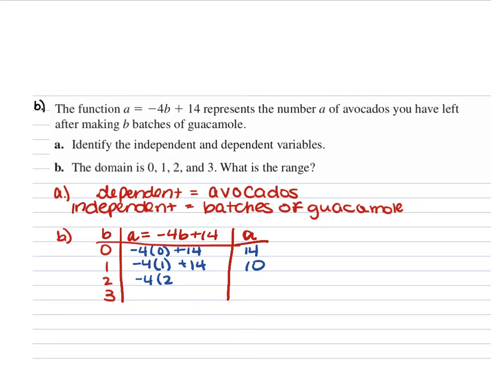Negative 4 times 2 is negative 8, plus 14 gives us 6. Negative 4 times 3 is negative 12 plus 14 gives us 2 left over. So our domain is 0, 1, 2, 3. Our range is 2, 6, 10, and 14.